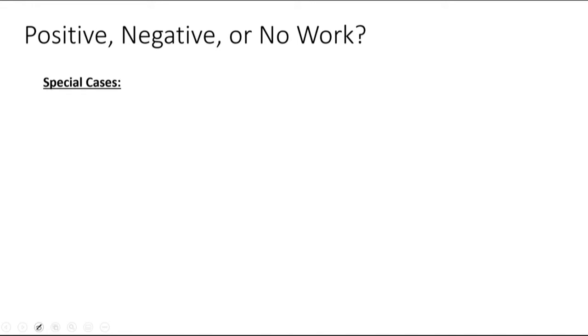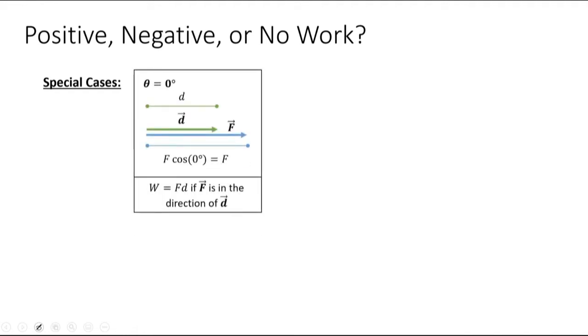Now let's talk a little bit about the sign of work. Is it positive, is it negative, or is there no work done? Okay, so we have a few special cases here. The first case is when theta is equal to 0. So remember, theta is the angle between F and D when you have them arranged tail to tail. And so if they both point in exactly the same direction, then I would say that theta is going to be 0. There's no angle between them here.